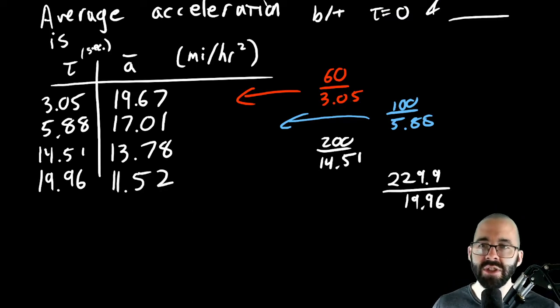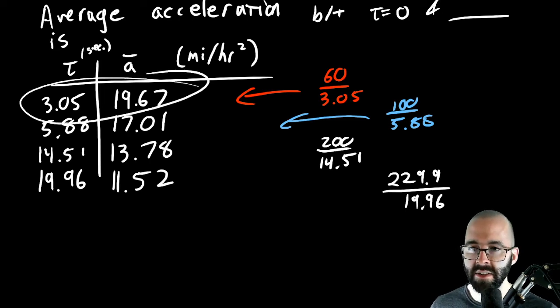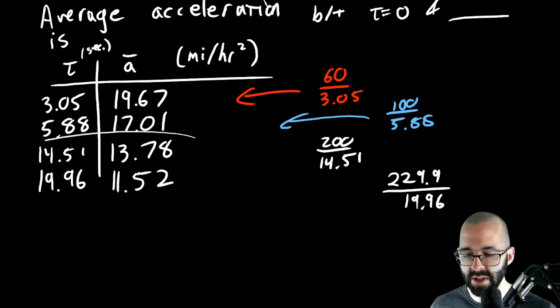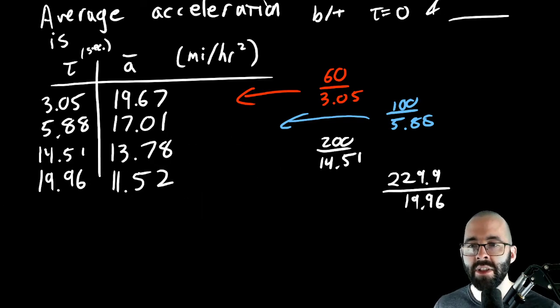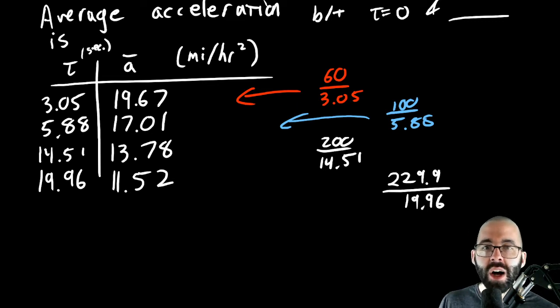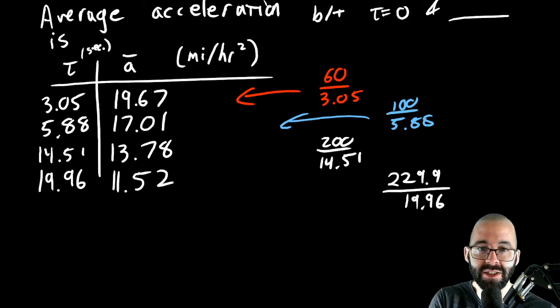So this is how the average acceleration's behaving. In the first 3 seconds, that's the average acceleration. In the first 6 seconds, that's the average acceleration. First 14 seconds, that's the average acceleration. First 20 seconds, that's the average acceleration. What's happening to the average acceleration? This car is speeding up the whole time. It's going to 200 miles an hour, 220, 230 miles an hour, pretty much, in 20 seconds. This thing is speeding up fast.